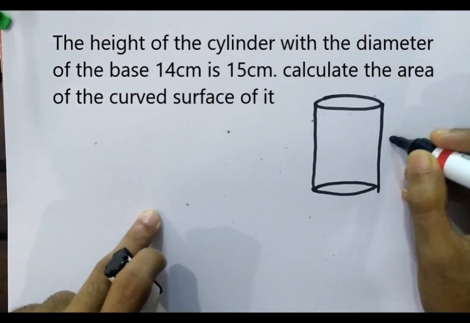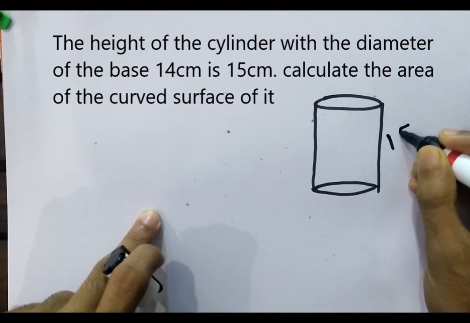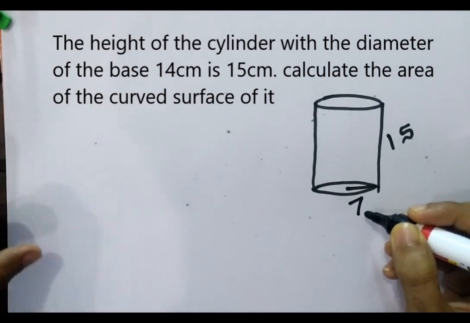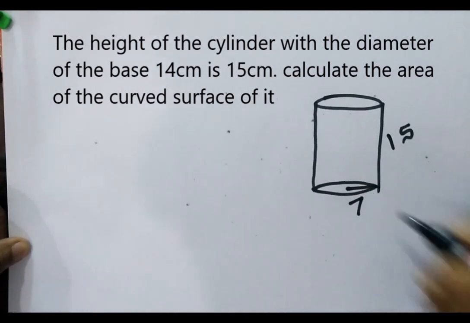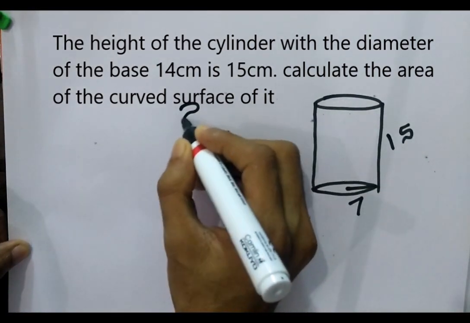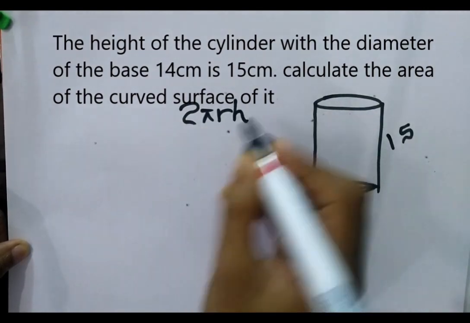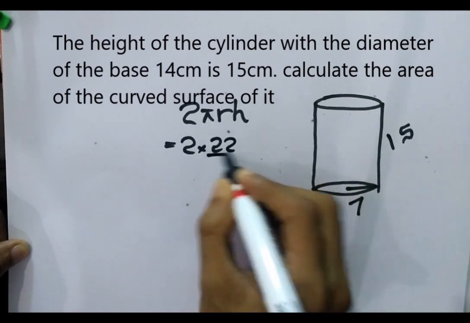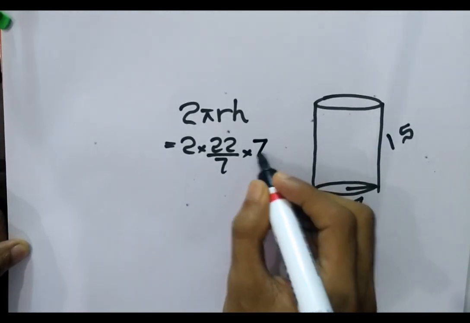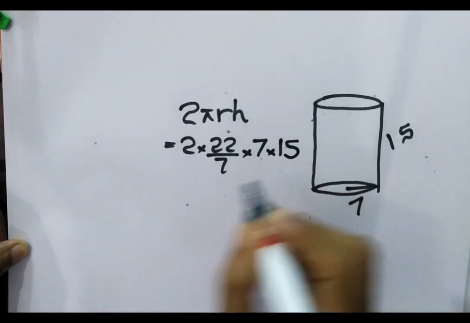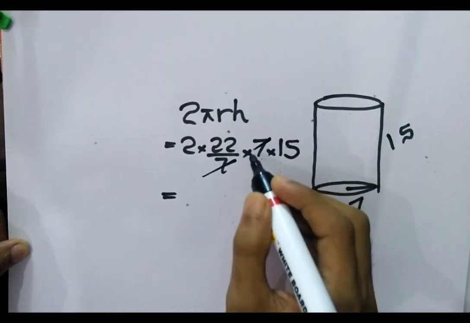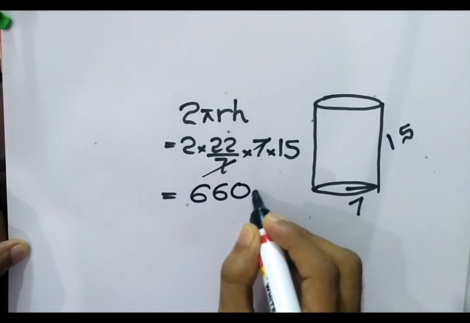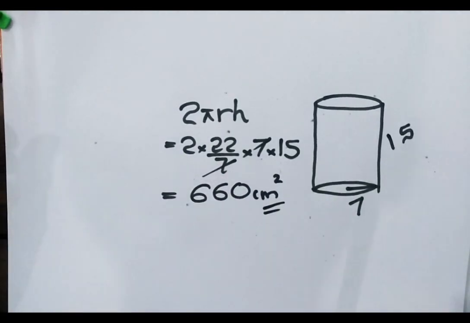So this time they have given the height as 15 and the diameter as 14. If the diameter is 14, then the radius is 7. Now they are asking us to find the area of the curved surface. So how to calculate that? The formula is 2 pi r h. Now we can find this easily. So 2, let pi represent 22 over 7, and the radius we take as 7, and the height we take as 15. So we can solve this easily. 7 and 7 can cancel. 2 into 2 is 4, 4 into 11 is 44. 44 into 15 is 660 centimeter squared.